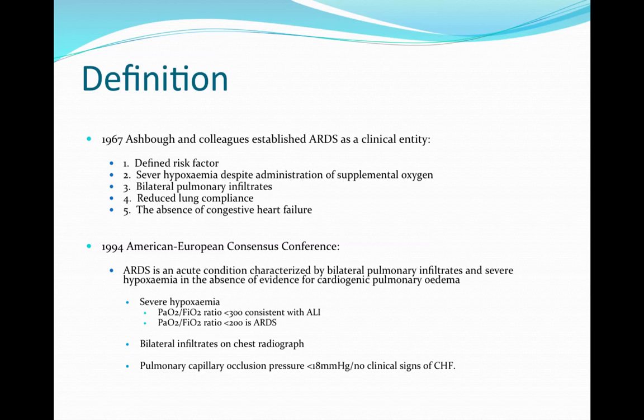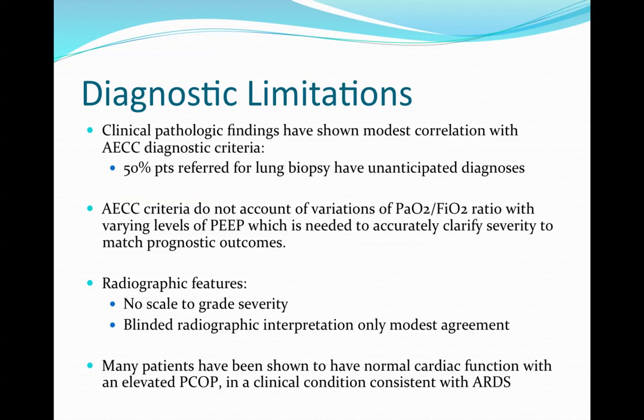So the Ashbaugh 1967 definition was based on the 5 clinical entities shown here, and this was refined in 1994 by the AECC, who graded hypoxia by the PaO2-FiO2 ratio and also used pulmonary capillary occlusion pressures to rule out congestive heart failure. This definition was subsequently employed to enrol patients into clinical trials.